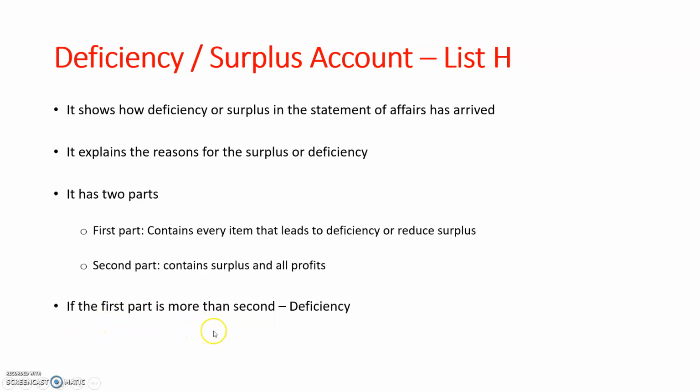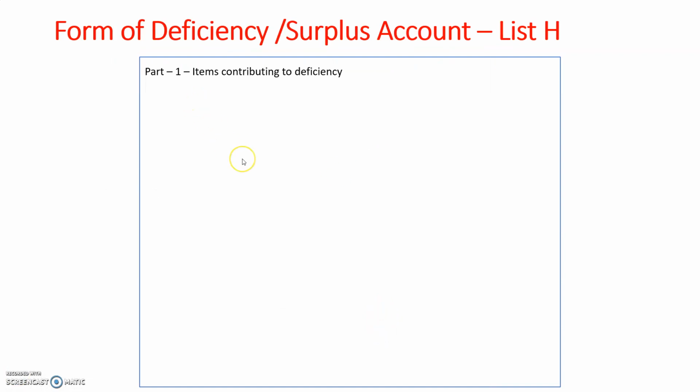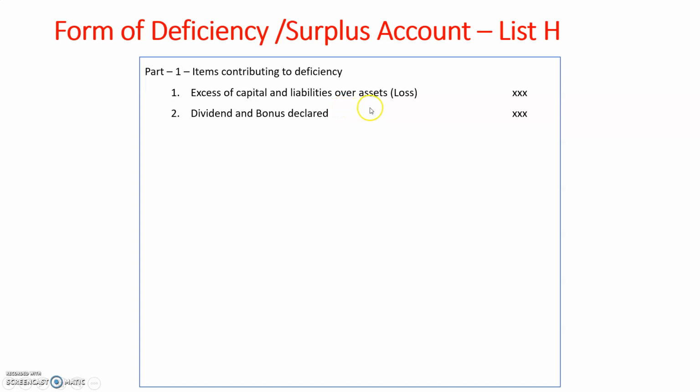If the first part is more than the second, the result will be a deficiency. If the second part is more, the result will be a surplus. Here is the format of the deficiency or surplus account, the format of list H. List H explains the reasons or items which explain why the deficiency or surplus arose. So part 1 has all items which contribute to deficiency or lead to reduction in the surplus. First one is excess of capital and liabilities over assets.